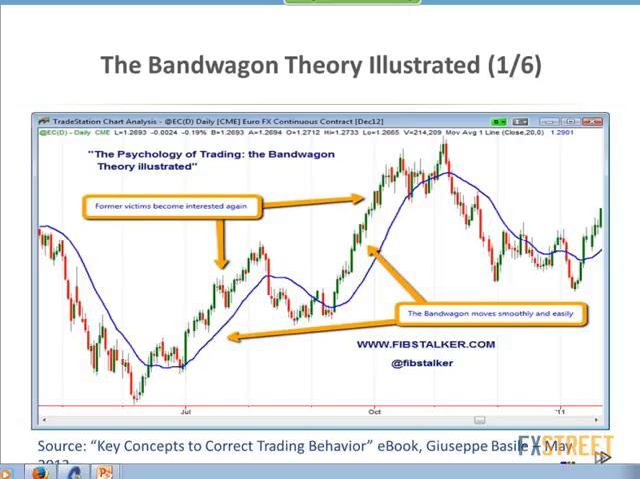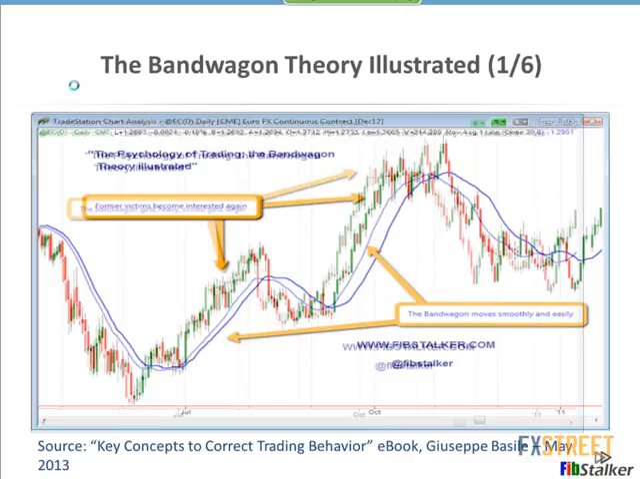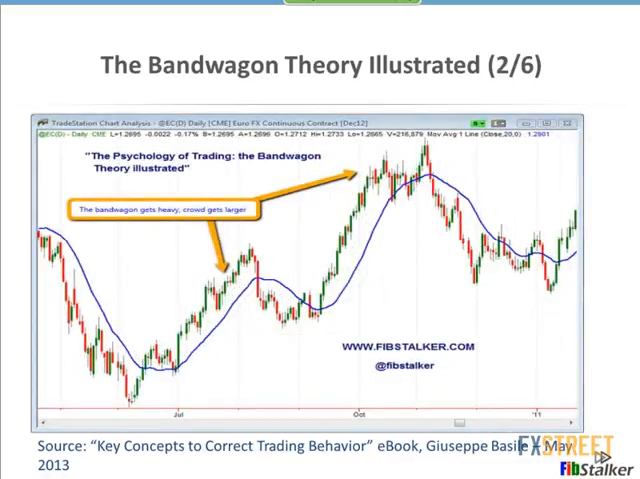So now, as the crowd of the new party animals on this bandwagon grows larger, the bandwagon finds it harder and harder to move forward at the same pace. The bandwagon slows down, and late onlookers jump on the bandwagon, and the crowd grows even larger.